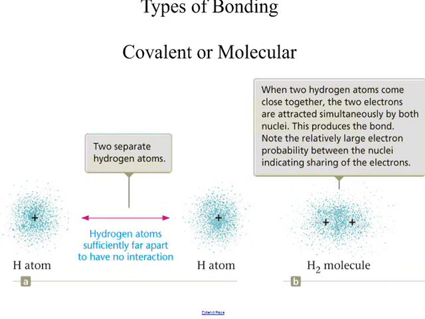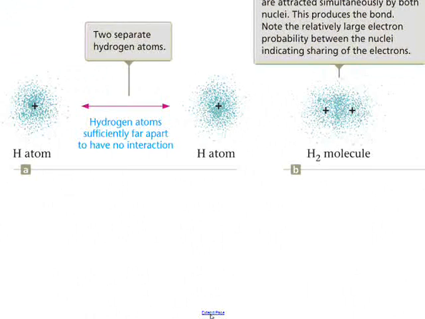Here we have two hydrogen atoms that are separated over on the left, and as those two hydrogen atoms come together, the electron densities interact between the two. Realize each one only has one electron, but as the electron density interacts between the two, each atom is going to, in a sense, feel like it has a full valence shell, which for hydrogen is just 2 electrons.